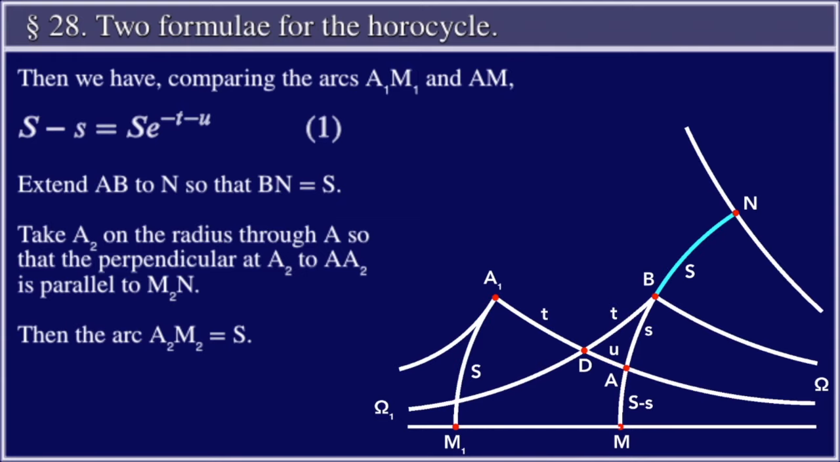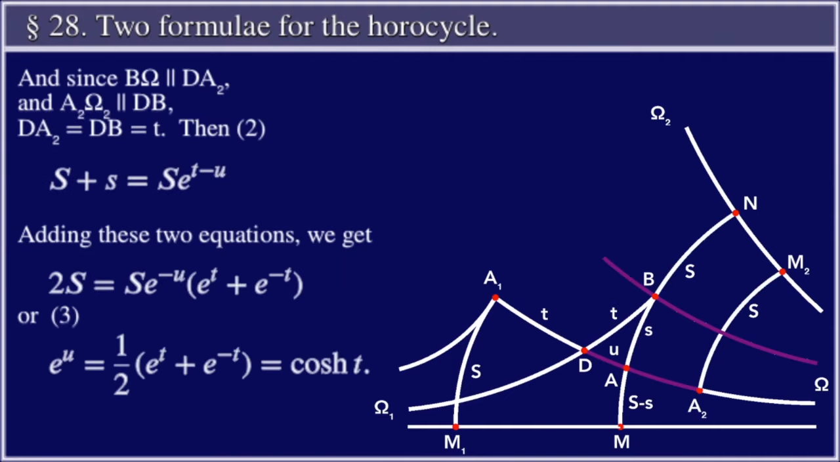Extend AB to N so that BN is equal to capital S. Take A sub 2 on the radius through A so that the perpendicular at A sub 2 to A sub 2 A is parallel to M sub 2 N. Then the arc A sub 2 M sub 2 is equal to capital S, and since B omega is parallel to DA sub 2 and A sub 2 omega sub 2 is parallel to DB, DA sub 2 is equal to DB is equal to T. Then capital S plus small s equals capital S times e to the T minus U.